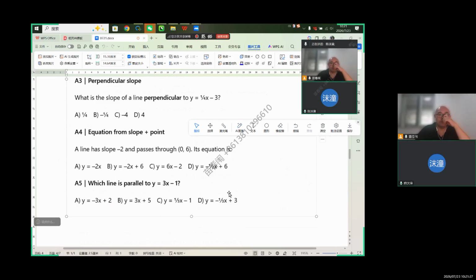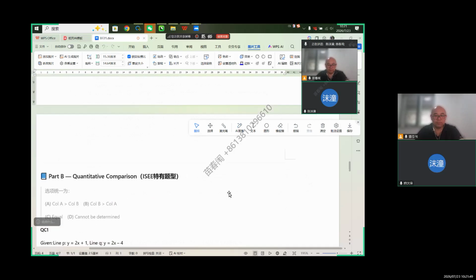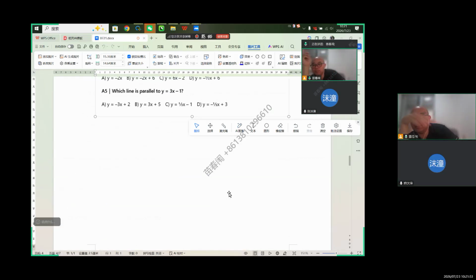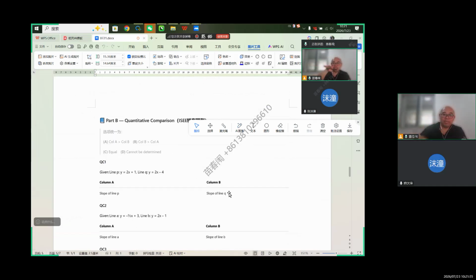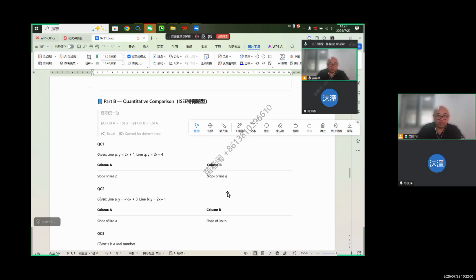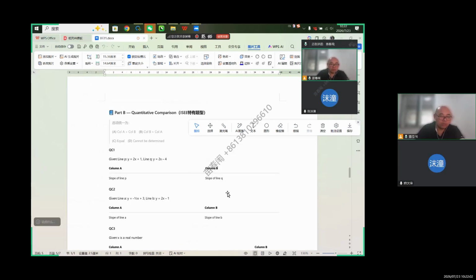A5. I picked B. Good. Nice. So this is all basic knowledge about the straight line, right? I just hope you can keep the basics. Of course, it's right before the test, so we don't want to do complicated ones. And next one.